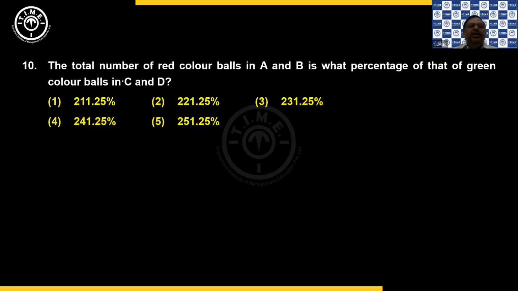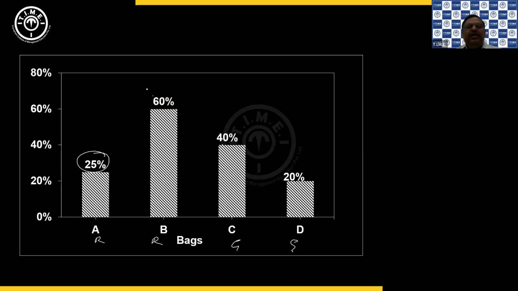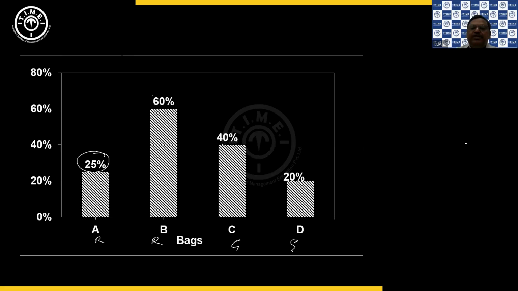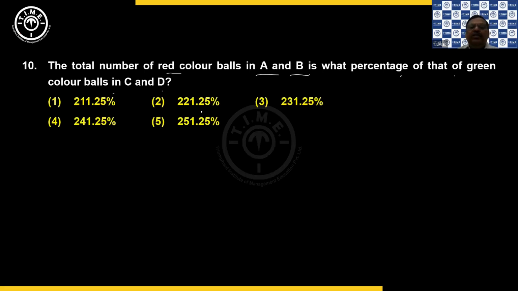You can see, students, the total number of red color balls in A and B is what percent of green balls in C and D? Straightforward question. See, red balls in these two, A and B, will be 37. Green balls in those will be 16. 37 by 16 into 100, please. You can say 3700 by 16, let's not calculate. 16 into 2 is 32, 16 into 3 is 48, around 231% approximately. Around 231% approximately means my answer is choice 3.